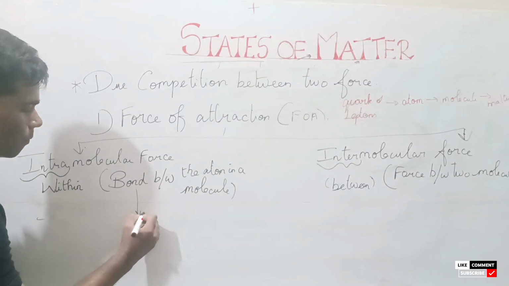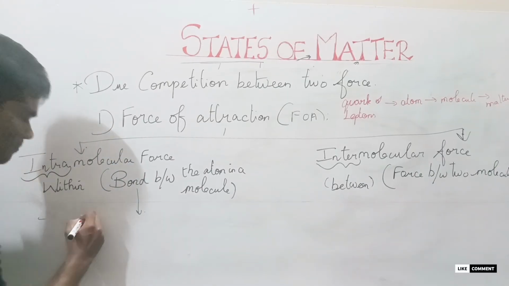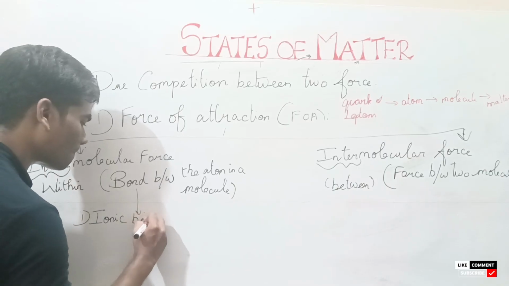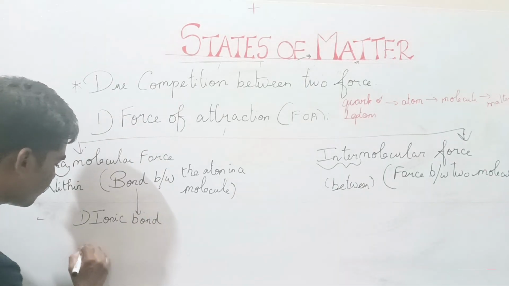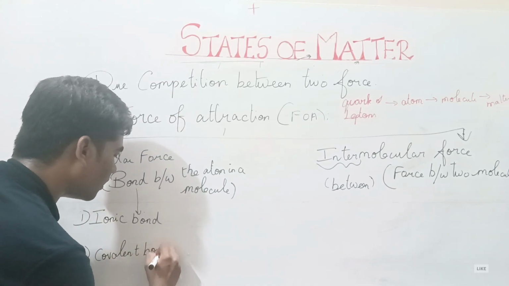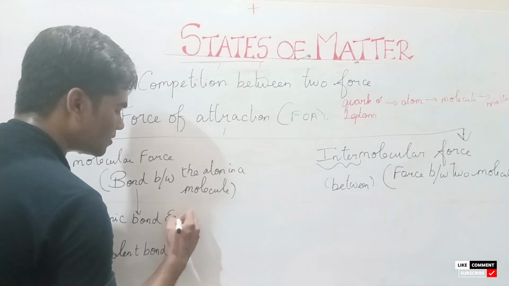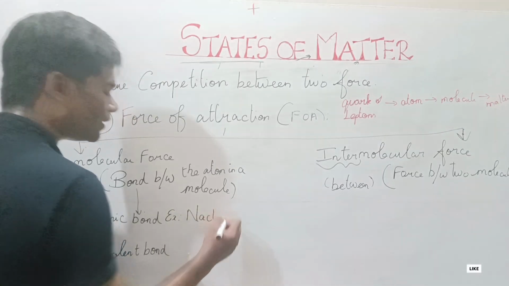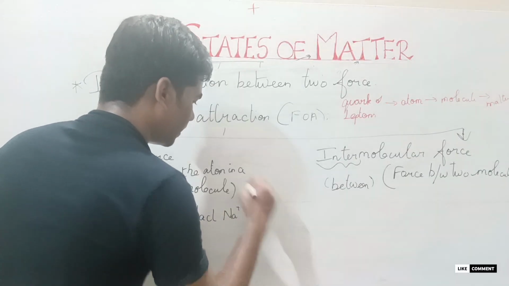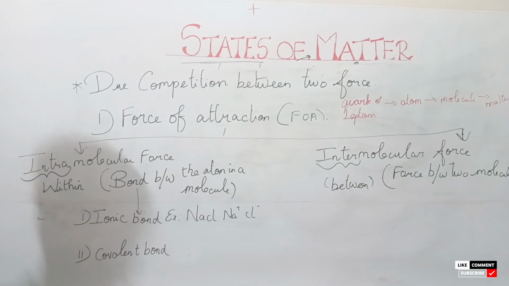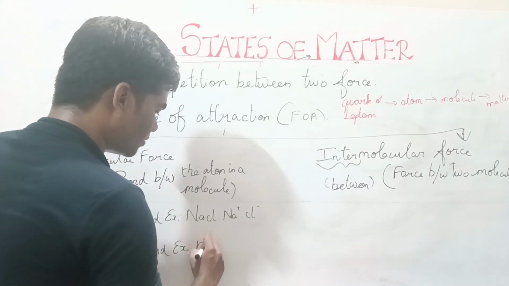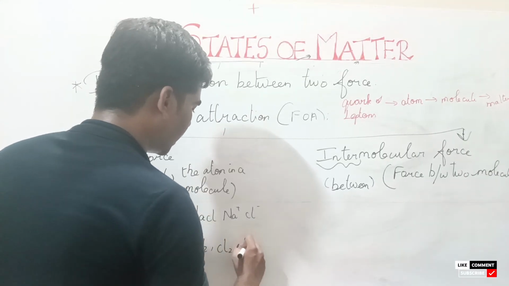What are the types of bond we have in this intramolecular force? The first one is ionic bond, and the second one is covalent bond. The best example for ionic bond is NaCl, your table salt. We can write this NaCl as Na+ and Cl-. Because of transfer of electrons, we form this ionic bond. And for covalent bond, the best examples are H2, Cl2 and so on.